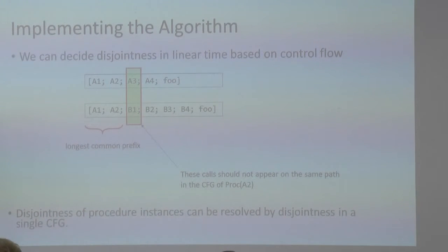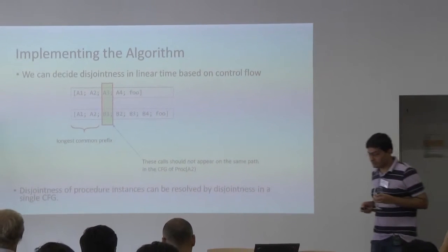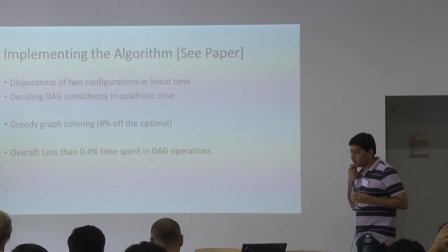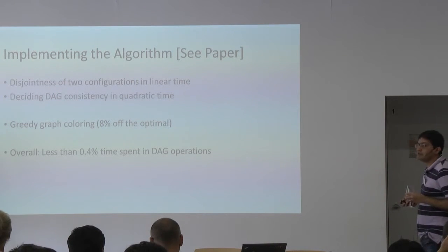So we have efficient procedures for deciding when two dynamic instances are disjoint. I'll not go into this, it's not very important, but it's efficient: it's linear in the size of the call stack. And then we do not do graph coloring. It turns out it's a cost that we really don't have to pay.